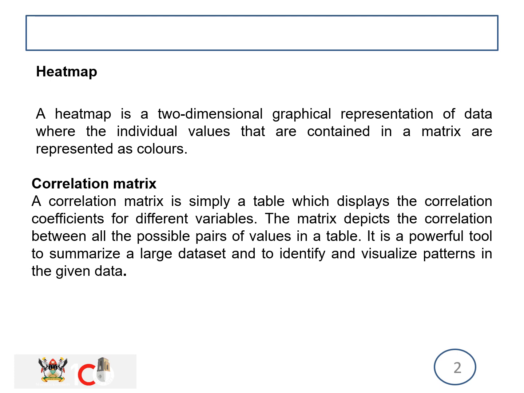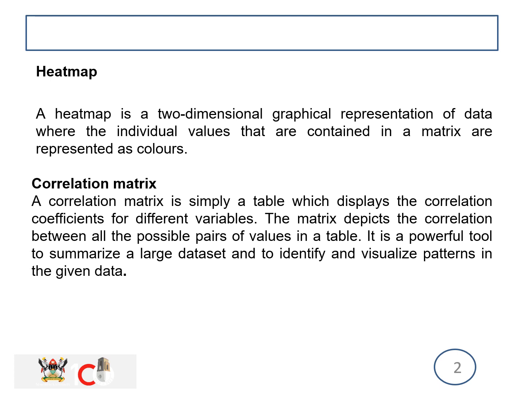So, a heat map is a two-dimensional graphical representation of data where the individual values contained in a matrix are represented as colors, just colors to give you the difference of what is happening within the values.